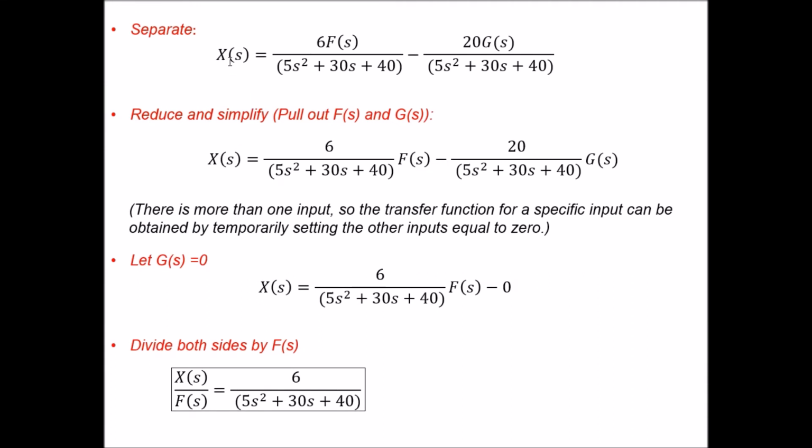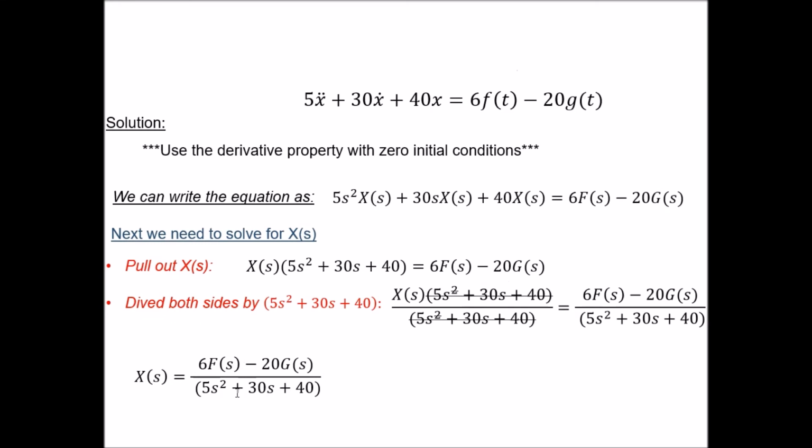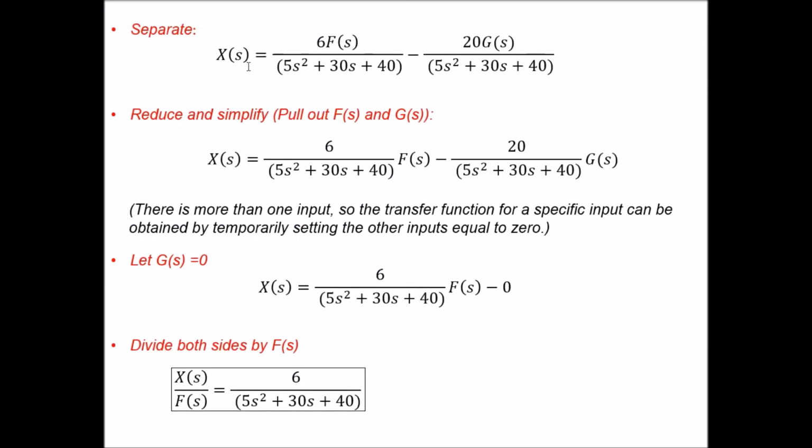So I separate these out. Okay, X of s here, separate this out from that equation there, we can rearrange it. If we go back one more time to this equation here, I can put the denominator over this, denominator over this, separate those, and end up with this relationship here. X of s is equal to 6F of s over the denominator of 5s squared plus 30s plus 40, minus, now I've separated out to the right-hand side here with my G of s function, 20G of s over that same denominator, 5s squared plus 30s plus 40.